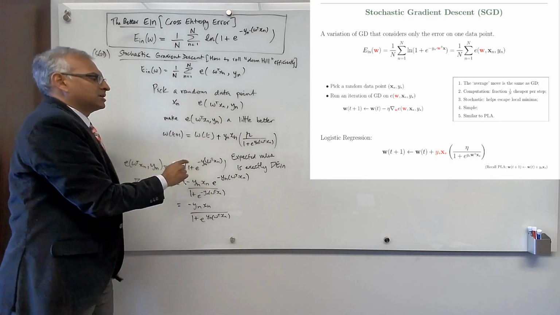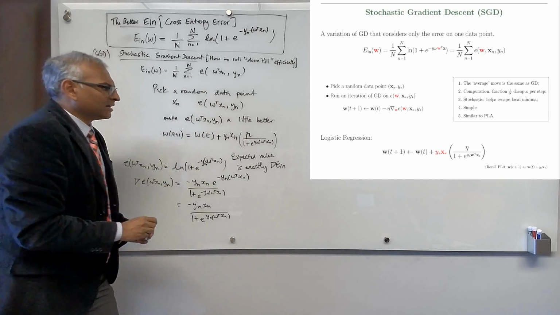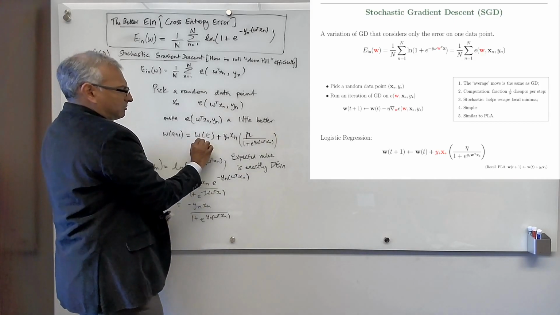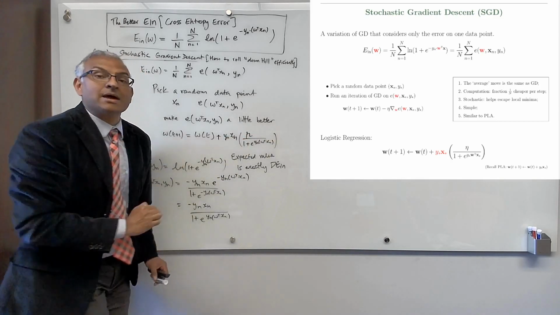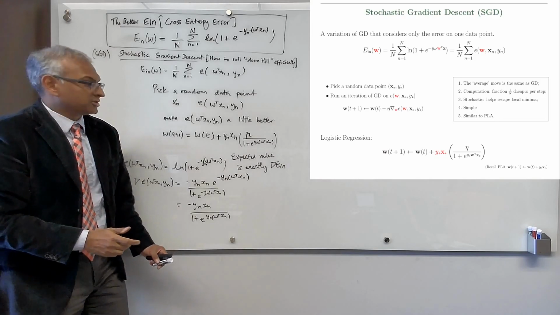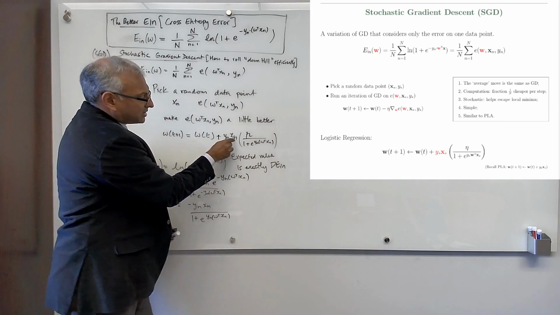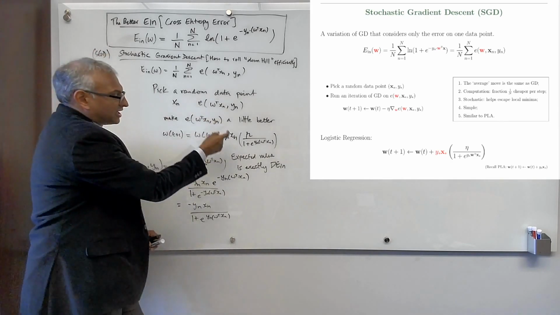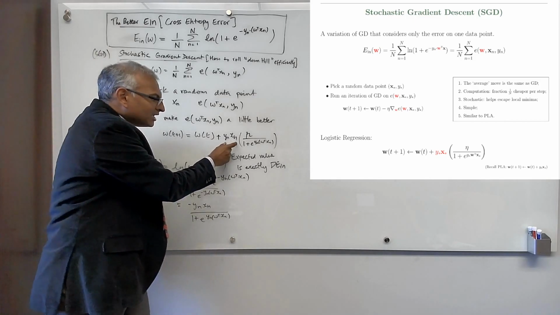So you pick a random data point, make this update. Pick another random data point, make this update. But here, if I hide that term, you've got W of t plus yn xn. That's exactly the PLA update. The only difference is that you have this weighting term. And the other difference is that in the PLA, xn was a misclassified point. Here, it's a random point. So you will try to improve the situation for any random point.